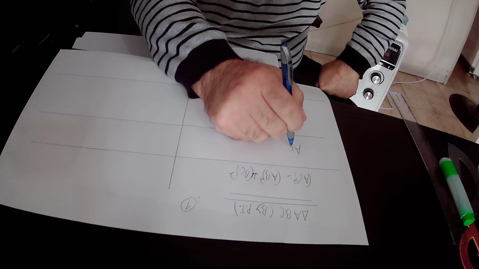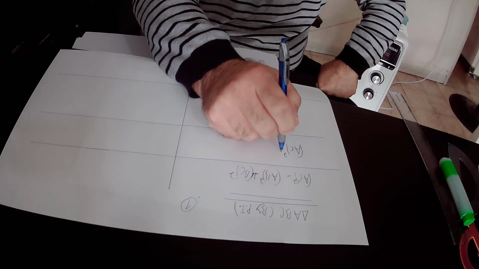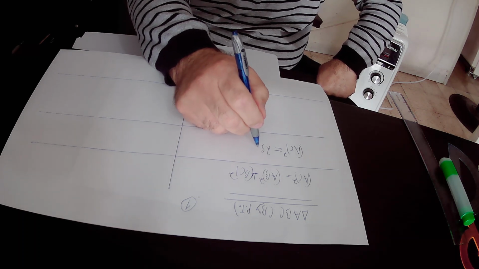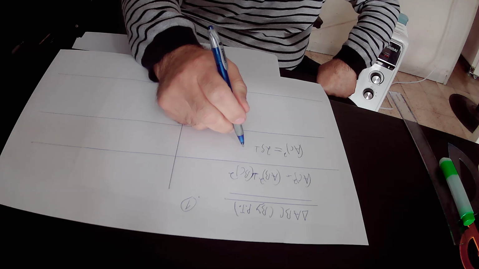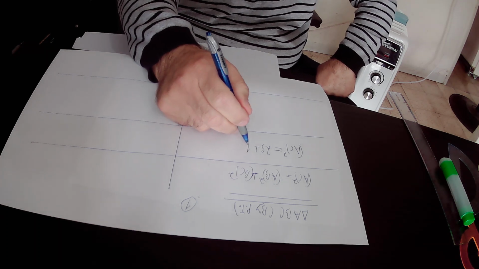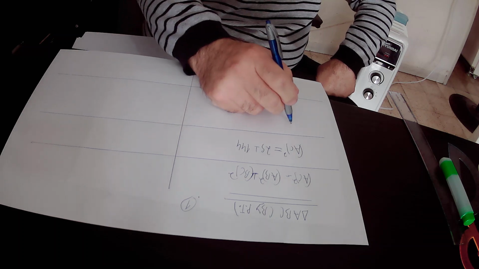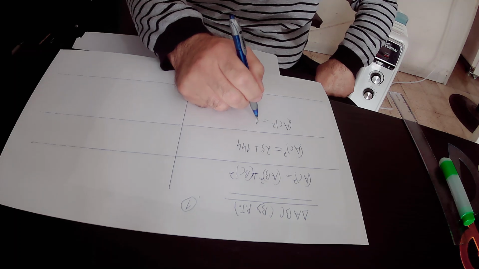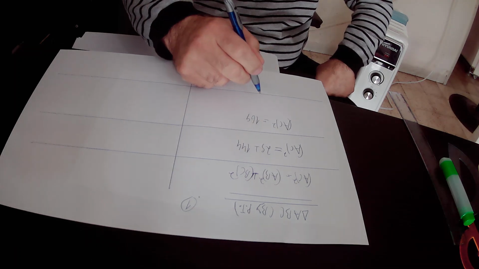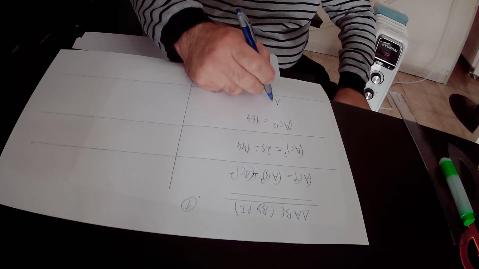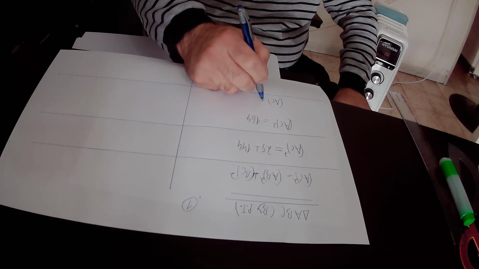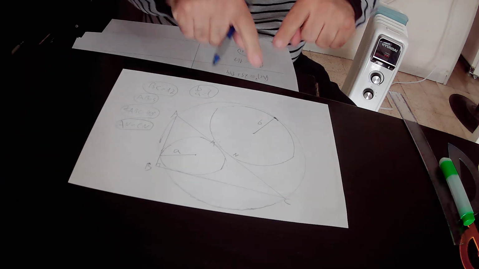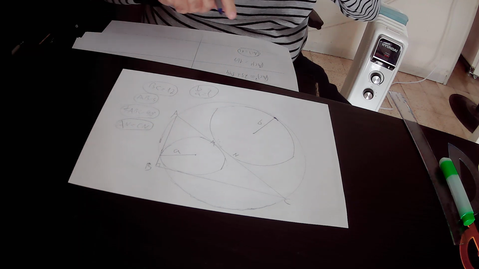So AC square equals AB square. AB is 5, therefore AB square is 5 squared, that is 25, plus BC square. BC is 12, therefore BC square is 12 squared, that is 144. So AC square equals 25 plus 144, which is 169. We take the square root of this equation, and we get that AC equals the square root of 169, that is 13. So the hypotenuse AC of the right triangle ABC equals 13 units in its length.